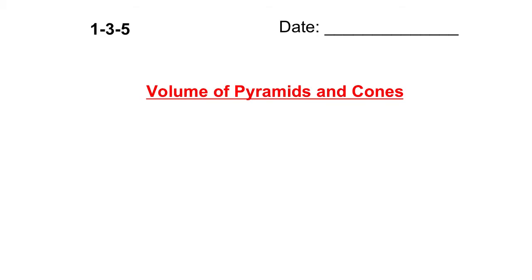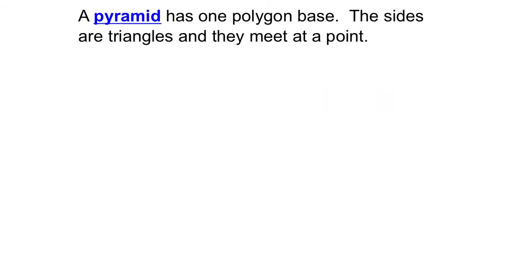This lesson is all about the volume of pyramids and cones. A pyramid has one polygon base. So what's a polygon? Well, it's basically a shape with any number of sides. It could be a square, it could be a triangle, pentagon, hexagon, anything. The sides are triangles and they meet at a point.